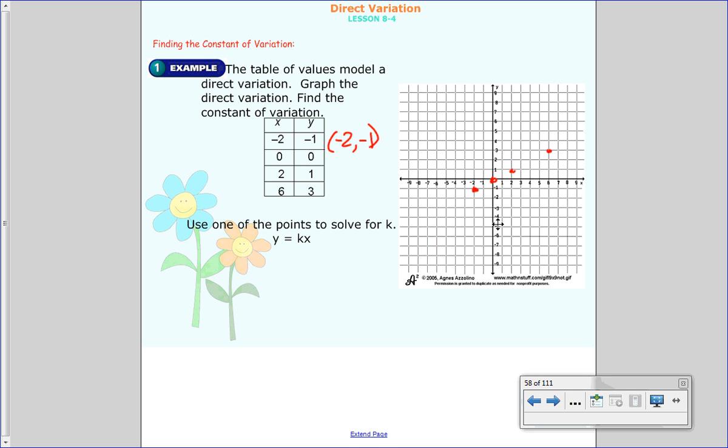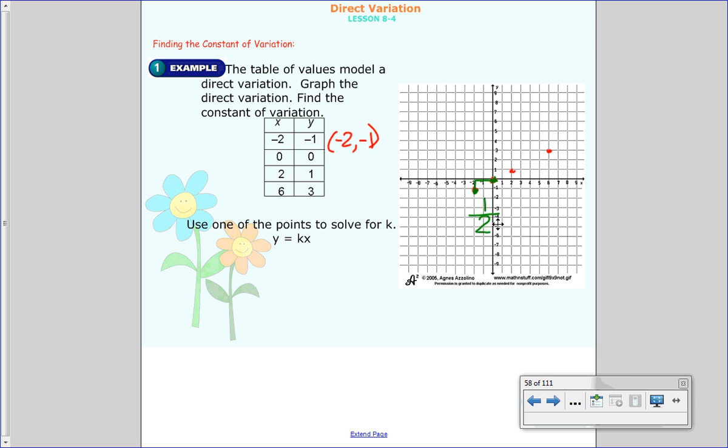Now, in last night's lesson, we talked about how to find slope. You can find the change in y over the change in x, you could do rise over run. In this case, we can find the rise over run from this point to this point: I go up 1 over 2. Up 1 over 2, my slope is 1/2.